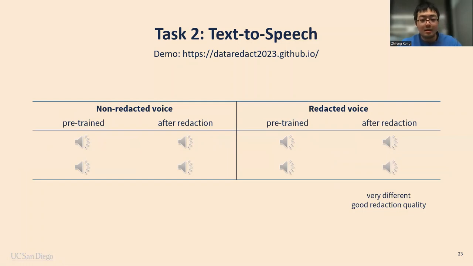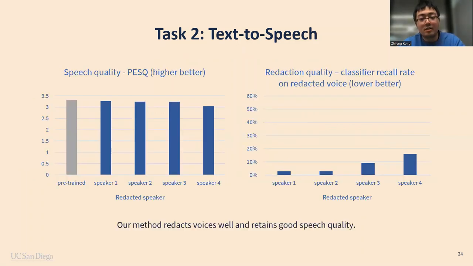So we can hear that the sound is very different, which indicates our model is able to redact this voice. To quantitatively measure the effect of our data redaction, we measure the speech quality after redacting different speakers. The speech quality measured in PSQ is roughly the same as the pre-trained model, indicating that speech quality is retained. And we train a voice classifier and measure the recall rate on the redacted voice. We want the recall rate to be as small as possible, because a small recall rate indicates the redaction has happened. And indeed, we find the recall rate has been reduced to very small, which indicates that our model is able to redact these voices.